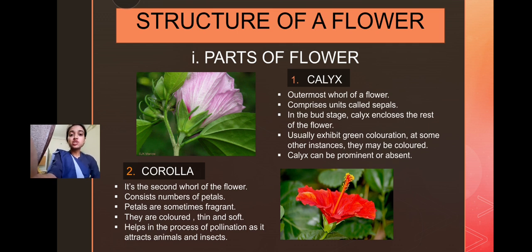Now the second one is the corolla. It's the second whorl of the flower. It consists of a number of petals. In the figure provided, there is a hibiscus flower which has a corolla, or the petals, in red color. Petals are sometimes fragrant. They are colored, thin and soft. They help in the process of pollination as they attract animals and insects.